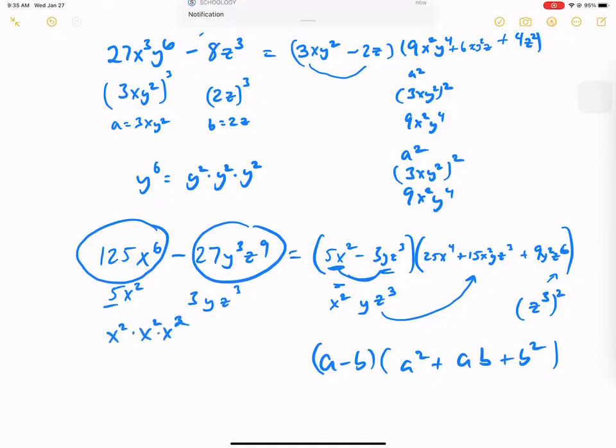The way I got 27 is 3 times 3 times 3. And then the y cubed is y, y, y. And z cubed is z cubed, z cubed, z cubed. Okay, so that's what we're looking for. We're looking for those cubes. This rule only works if it's a difference of two cubes.